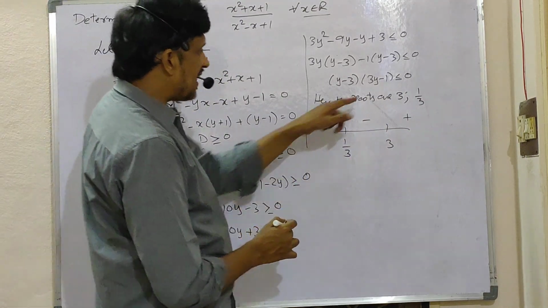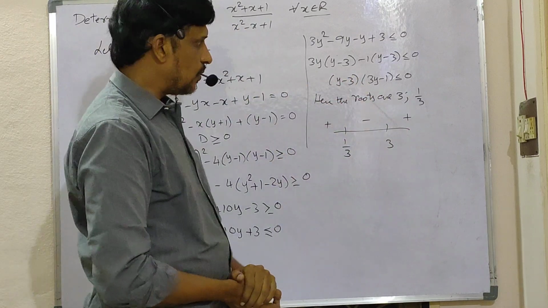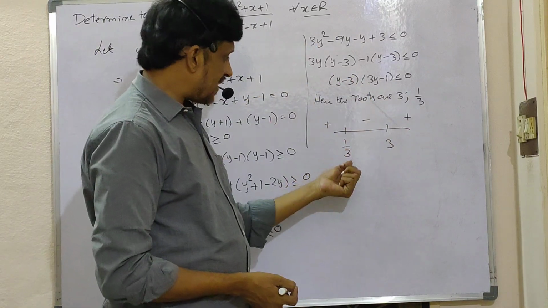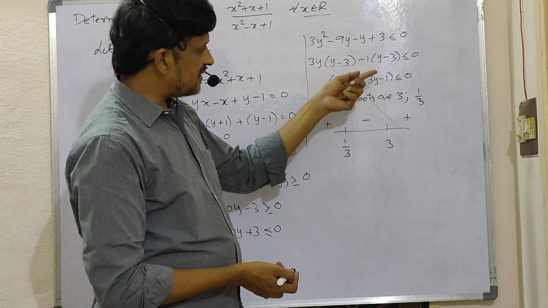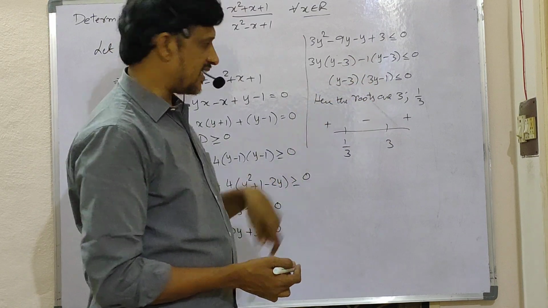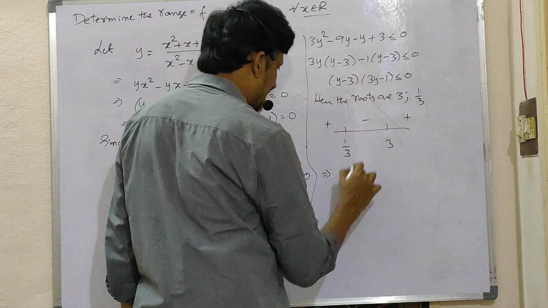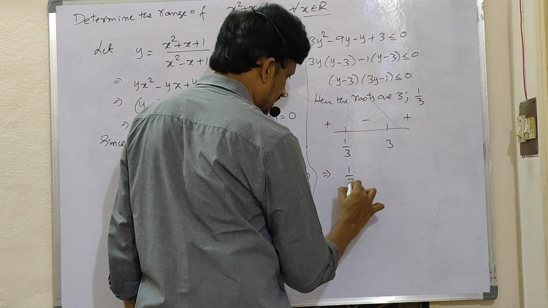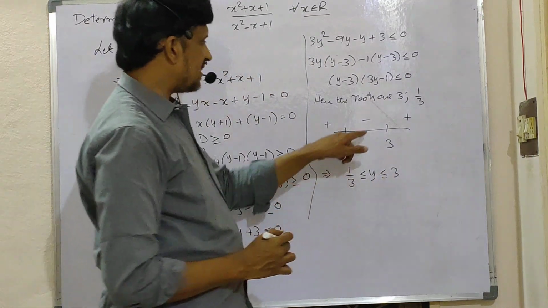So when it is less than 0, it means between 1 by 3 and 3. Equal to 0 means at 1 by 3 and 3, because these are the rules. Whenever there is equal to along with either less than or greater than, then you have to take a closed interval. That means the value of y should be in between 1 by 3 and 3.